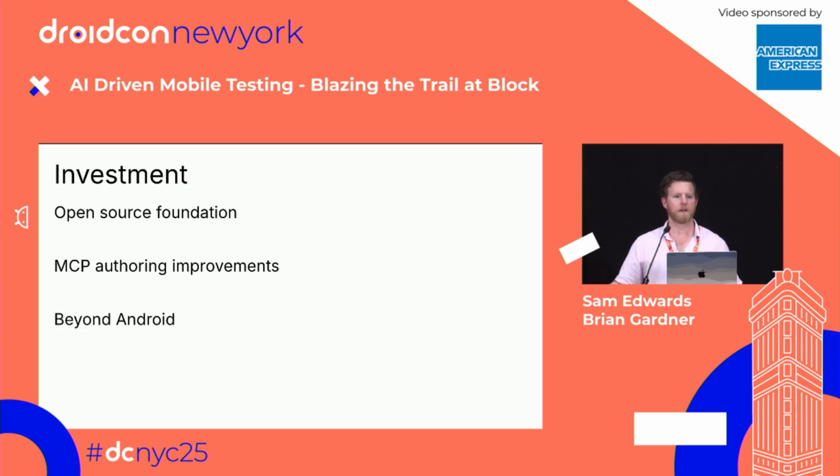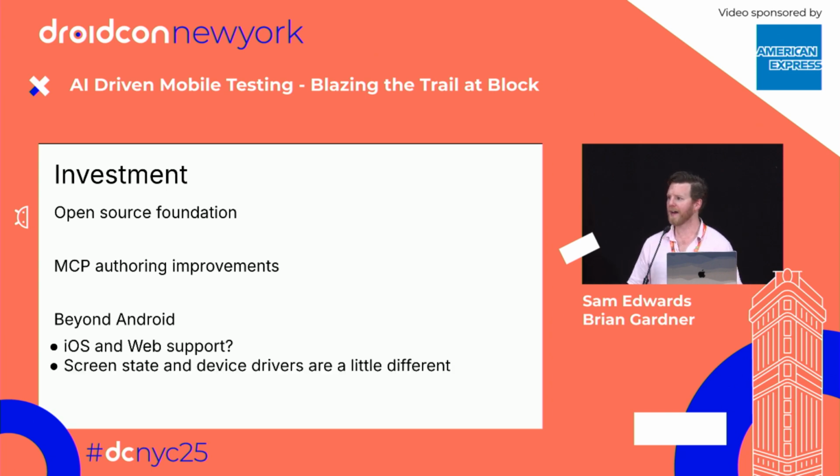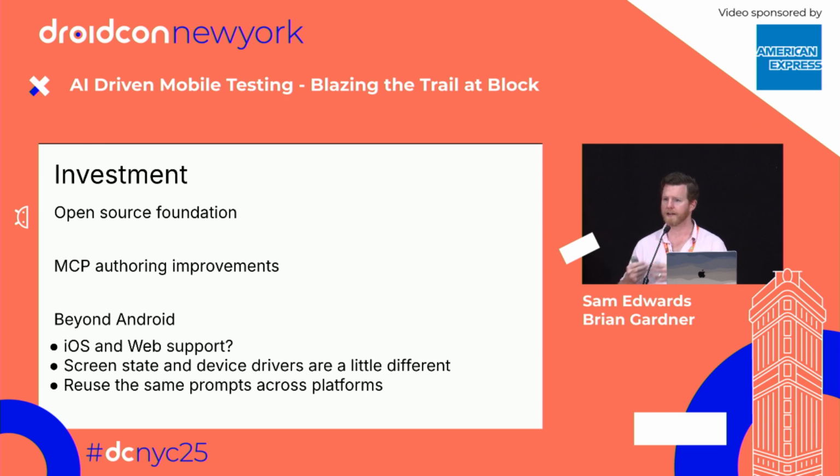And last but not least, we want to extend beyond Android. Maestro supports iOS and web, and we're trying to get there as well. As Sam said, there's not a whole lot that's different in the implementation. Fetching the screen state and interacting with the device might be a little bit different, but the core of the library should be pretty much the same. The goal, hopefully, is I have one set of prompts that are my tests, and I can run them on both iOS and Android, so I don't have to maintain double test suites.